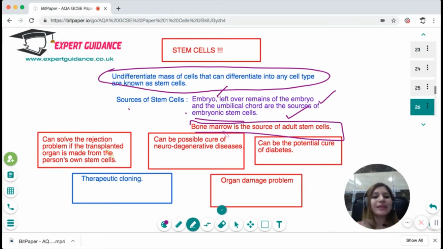Diseases like blindness can be treated. It can be a cure for diabetes, if the beta cells of the pancreas get regenerated. It can also help in therapeutic cloning. In therapeutic cloning, we take adult stem cells and make embryonic stem cells, and then the embryonic stem cells are specialized to make the desired organ. And it can also solve the organ damage problem. So stem cells are a very good promise, a very good potential medicine revolution for the future.